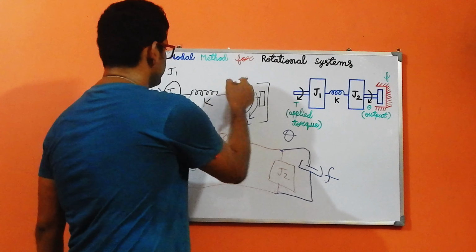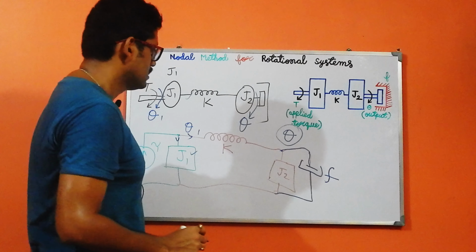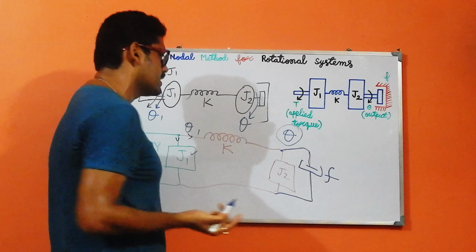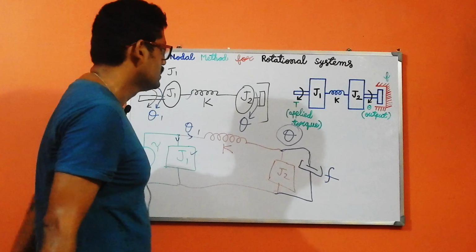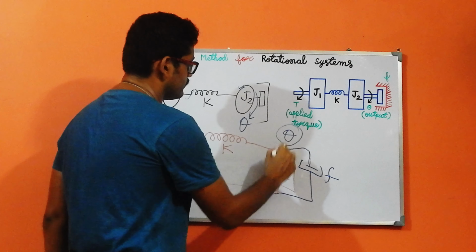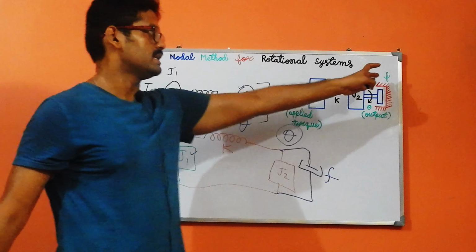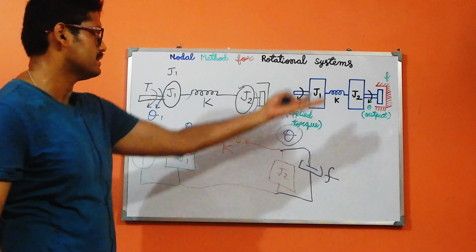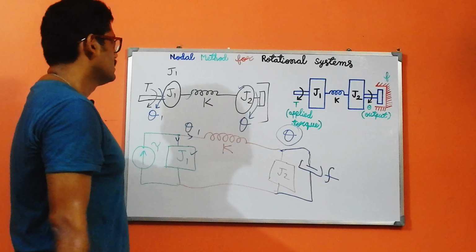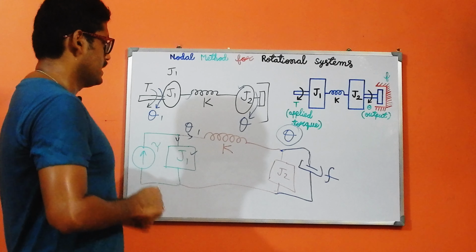After this I have drawn the last one. As K is the common point in between theta 1 and theta, K is automatically connected with our theta. And you can understand that J2 is connected with our theta, which I have drawn over here. And the last one, if you follow our extreme right hand side, you can see that the dashpot system is present over there. That is why I have drawn the dashpot system over here. So this is the schematic representation for our nodal method.